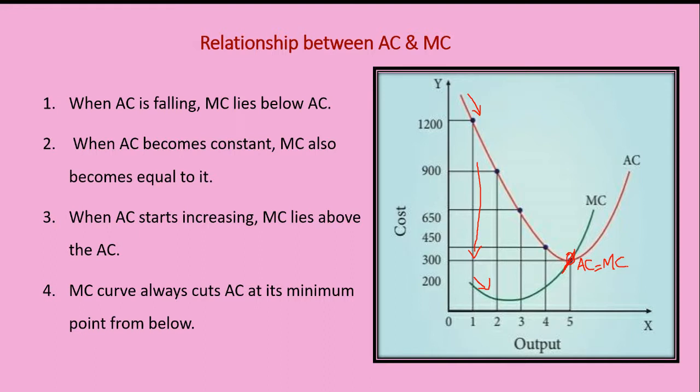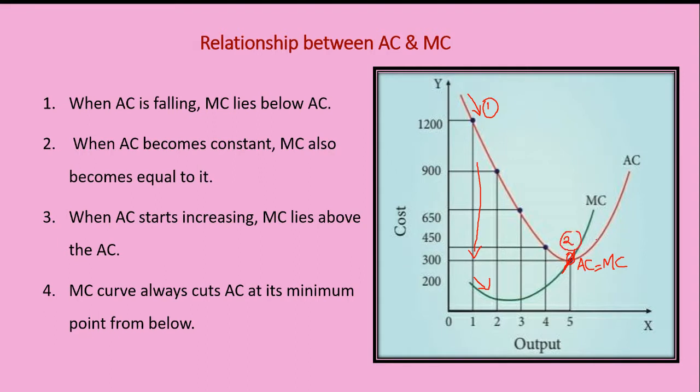That's the second. So first point, falling down. When AC is falling, MC lies below AC. Second one is when AC becomes constant, MC becomes equal to AC. So this is the first point. We have the second point here.